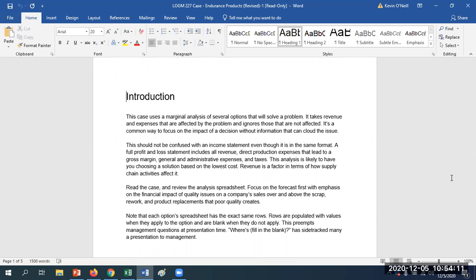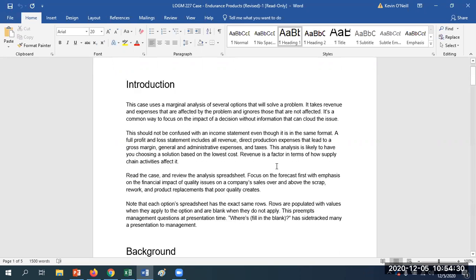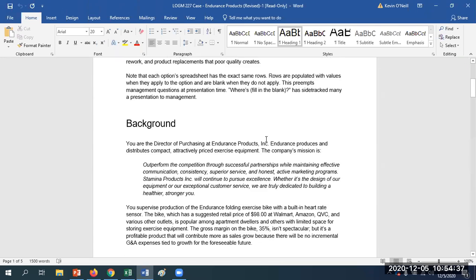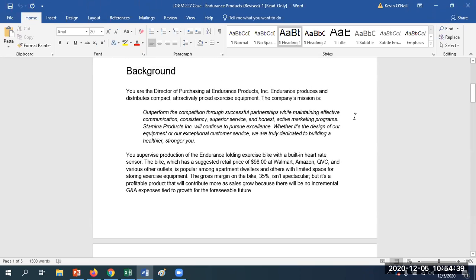So you could go and create a whole income statement, and you could create very, very detailed expense layouts and all that. But really, the only thing that you care about for your decision purposes are the items that are affected. So this should not be confused with a full income statement, even though it's going to be in the same format.